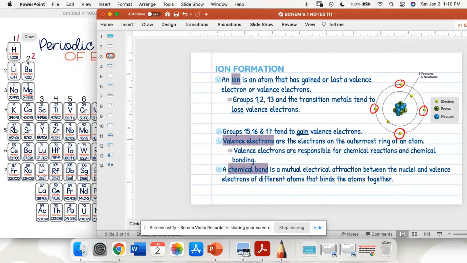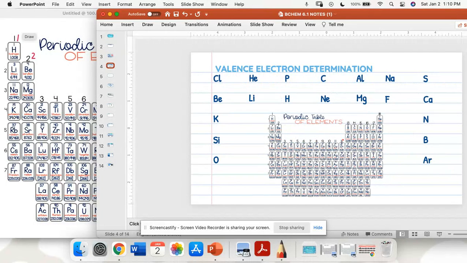So a chemical bond is an electrical attraction. It's mutual for these atoms to combine together to have an overall neutral charge. So now we're going to look at the periodic table, and we started to do this right before break, but we didn't get too far into it because I knew when second semester started, we'd really dive into this, but I wanted to introduce it before we went on break.